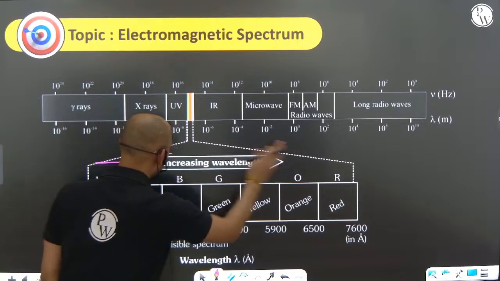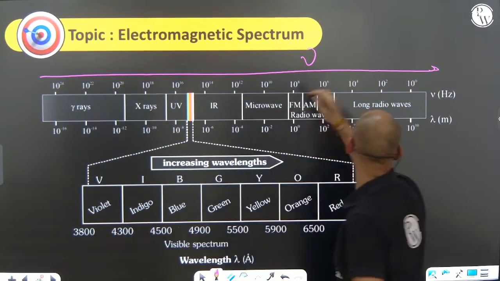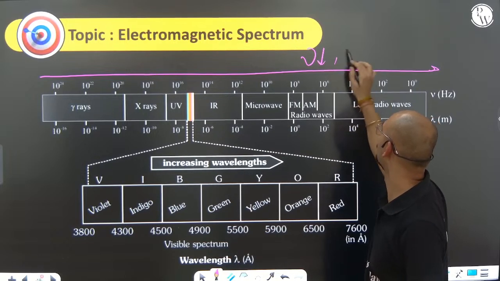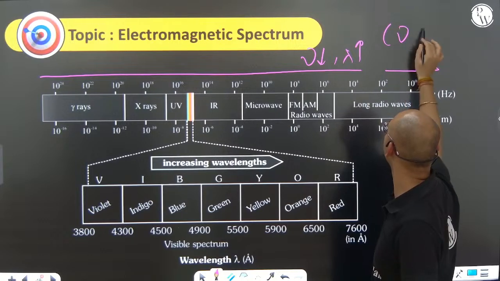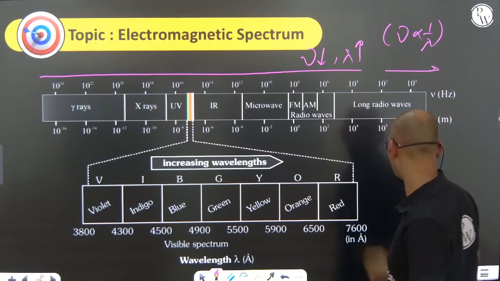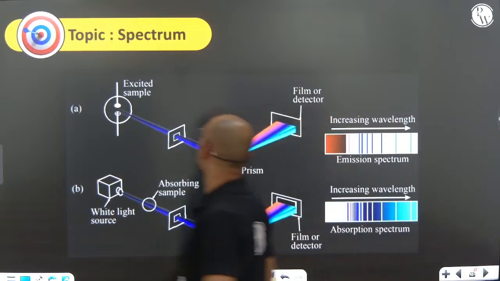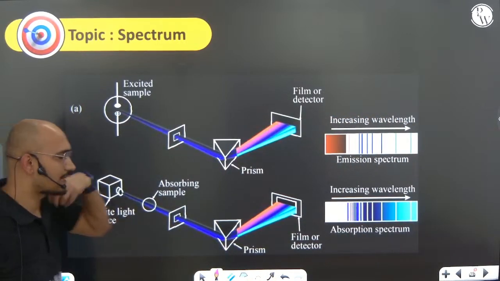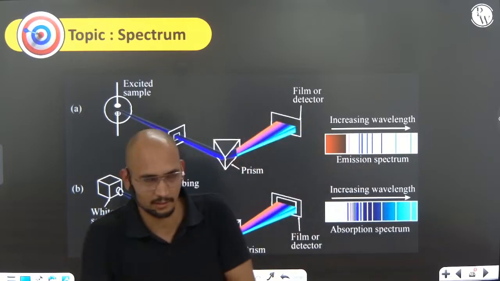From here to here, what is happening? The frequency is going to be reduced, while wavelength is going to be increased. The reason is frequency is inversely proportional to lambda, that is wavelength. Next, spectrum. We all know that there are two types of spectrum. One is emission spectrum, one is absorption spectrum. What is emission spectrum? Just think about it.